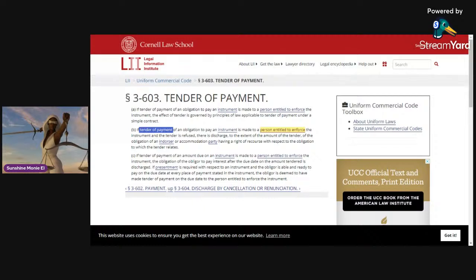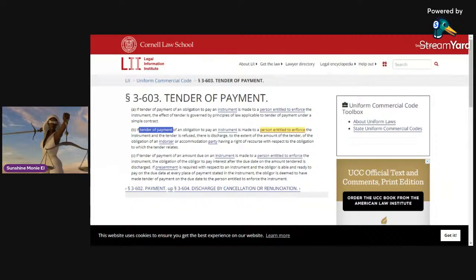And the tender is refused. We will not take the tender. There is a discharge if you don't take my tender, to the extent of the amount of the tender. Whatever I put on the tender, you don't take it, it's a discharge of the obligation of the endorser or accommodation party having the right to recourse with respect to the obligation to which the tender relates.